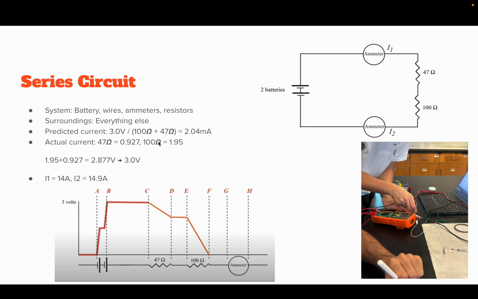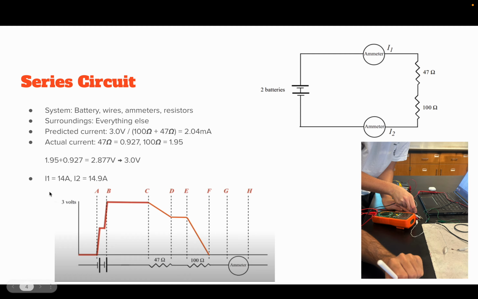And then our actual current, which is what we measured, so for the 47 ohm resistor, it was 0.927. The 100 was 1.95. You add those together, you get 2.877, which you can round up to 3 volts, which is about the same. So our prediction was just about on point.